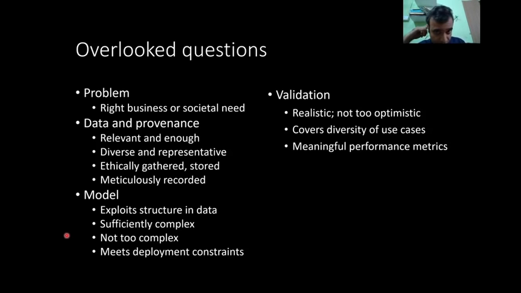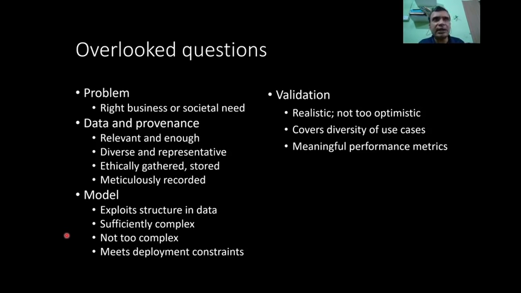Consequently, it could be patients who only report to a hospital when the cancer is already higher stage. So for higher stage cancers, the tissue looks slightly different, right? So all these things have to be kept in mind when we are thinking about validation, and it should cover diversity of use cases, and the performance metrics should be meaningful. Let me give you an example of that.